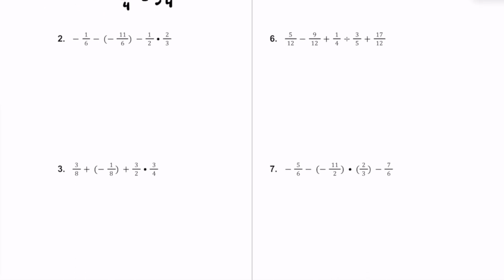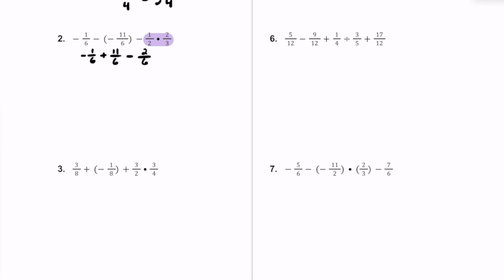So for number two, we have another expression here. Looks like we have two subtraction problems and a multiplication problem. Between each of these operations, let's start with multiplication here. So let's start by just copying down the negative 1/6. And then instead of writing this minus negative 11/6, let's just rewrite that right now as an addition problem, plus 11/6. And then if we multiply this out, 1 times 2 is 2, and then 2 times 3 is going to be 6. So I'm going to write 2 over 6 here.